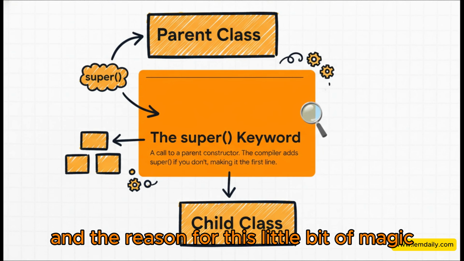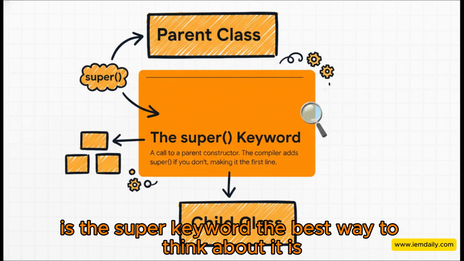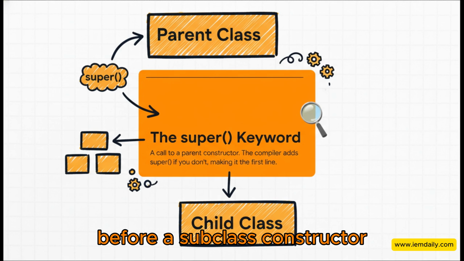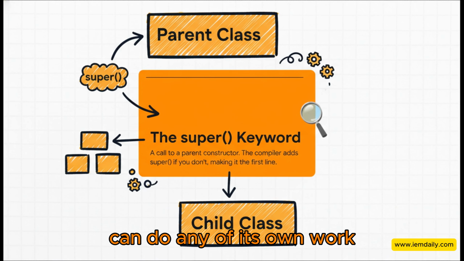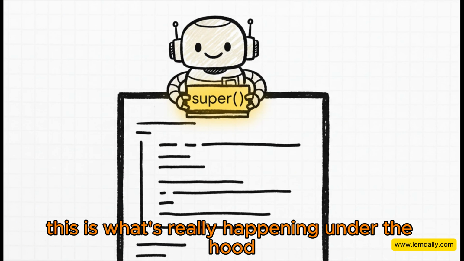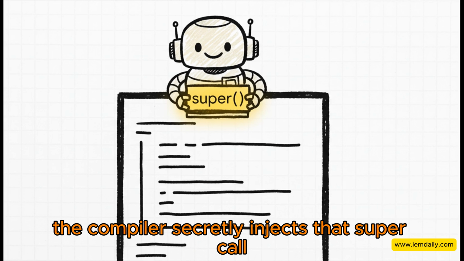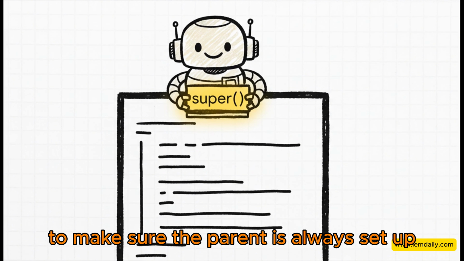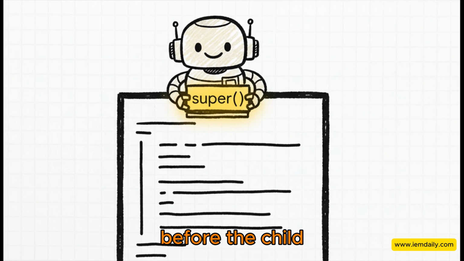And the reason for this little bit of magic is the super keyword. The best way to think about it is like a mandatory phone call to your parent. Before a subclass constructor can do any of its own work, it has to call super to run its parent's constructor first. This is what's really happening under the hood. Even if you don't type it, the compiler secretly injects that super call right there as the very first line. It's an automatic safety feature to make sure the parent is always set up before the child.